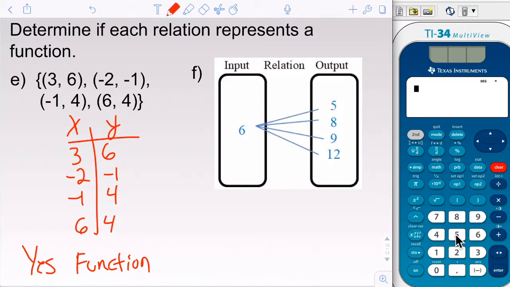Okay, letter F. If you could please pause the video and try that one. Is letter F a function? What do you think? Make a table if you need to.